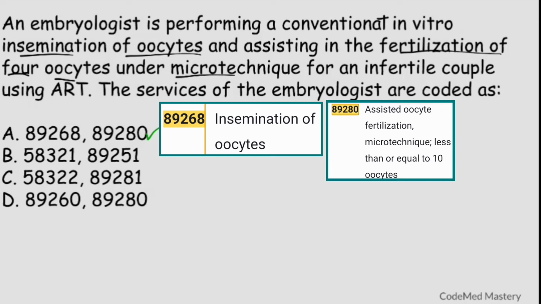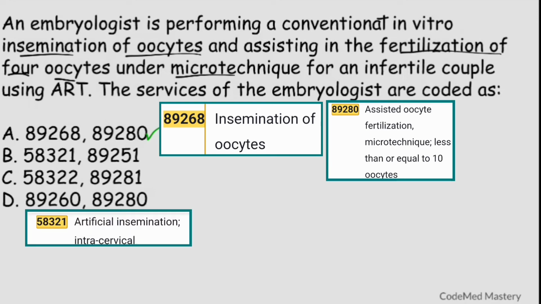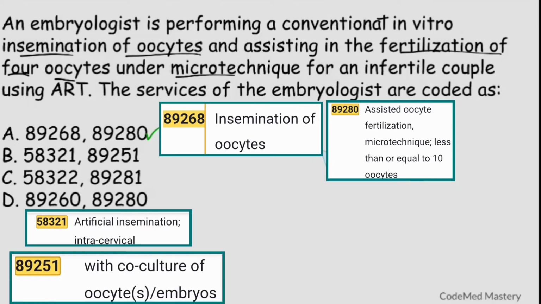In option B, they have mentioned 58321, which is for artificial insemination intracervical, and 89251, which is for culture of oocytes with co-culture of oocyte or embryos. In this scenario, they have not mentioned co-culture of oocytes, right? They have mentioned insemination of oocytes. So, we'll eliminate option B.